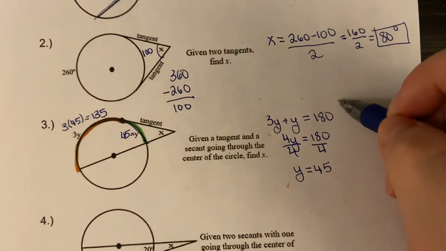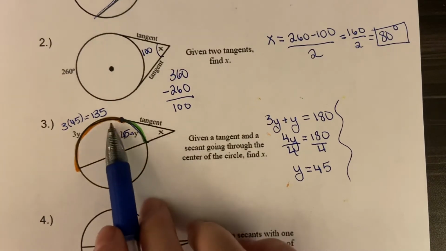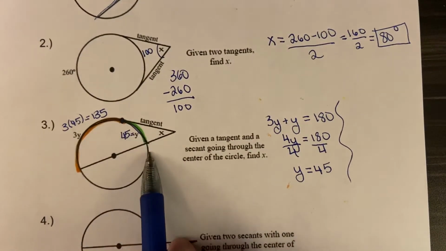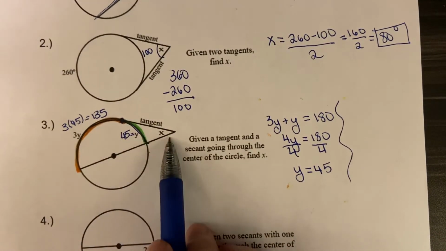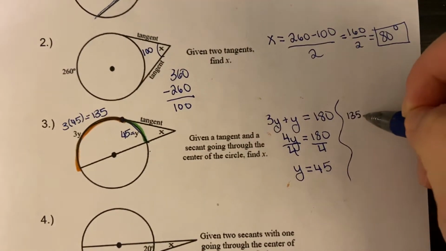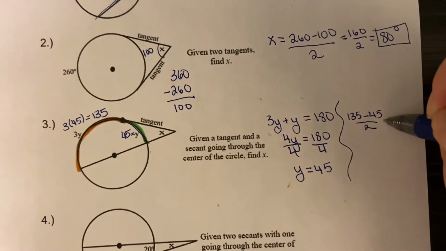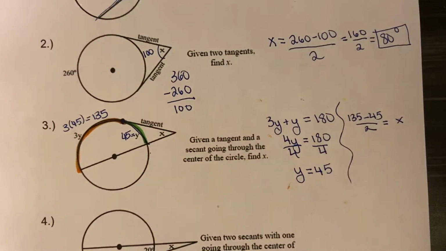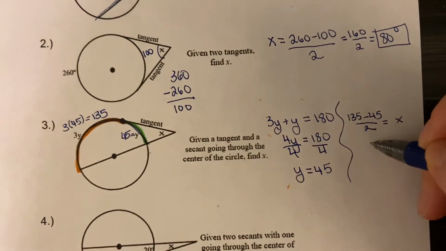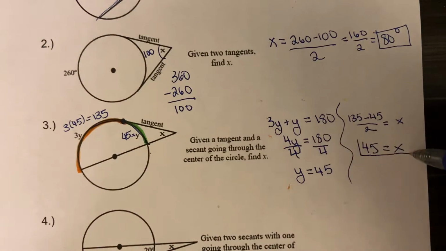So then to finish this problem and get this outside angle x, I'm going to do the major arc minus the minor arc, divide that by 2, and that's going to give me my outside angle. So 135 minus 45 all over 2 is going to equal x. This gives me 90 over 2, which is 45, would equal x. And that would be my answer.